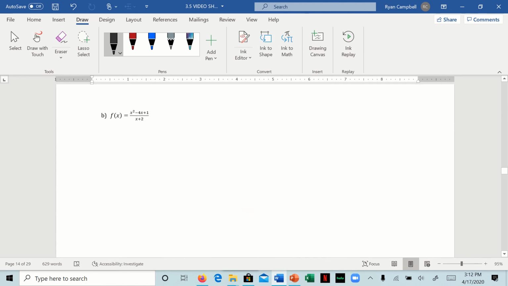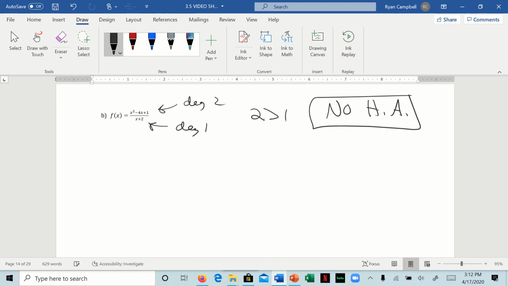Part B. So for part B, notice the top, we have the degree of 2. Bottom, we have degree of 1. 2 is bigger than 1, so no horizontal asymptote. If you want, you can try to do this on your own, pause the video, see if you get the same thing I do. That might be helpful too. So we're going to divide out.